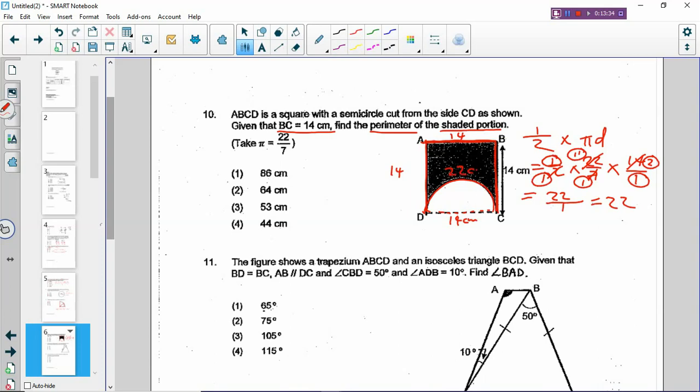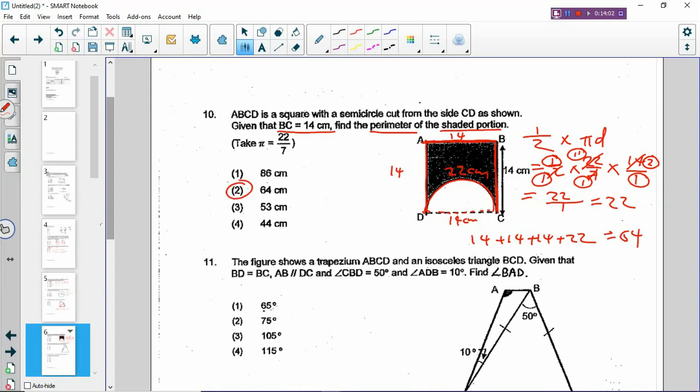Which is 22 cm. So when you have perimeter, it is advisable to highlight the sides of the perimeter, and then you add up all the sides like this: 14 plus 14 plus 14, and then plus 22. Alright, so what do you get? So you will get 64, right? So your perimeter will be 64 cm. So question 10, answer number 2.